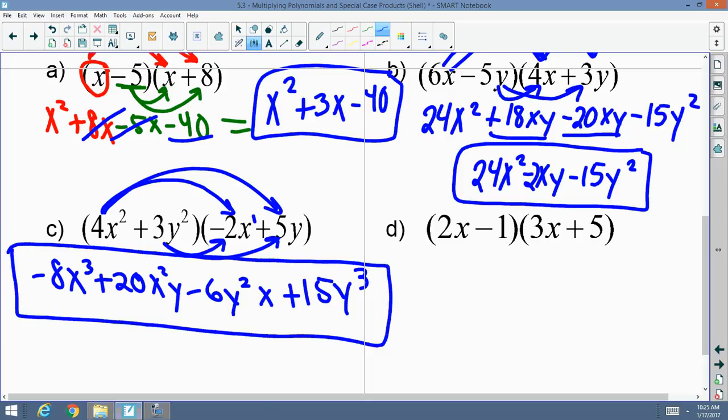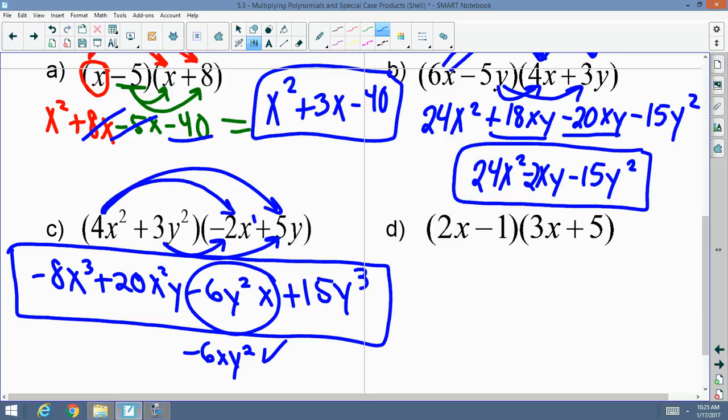Yes, sir. The question was, could I rewrite negative 6y squared x as negative 6xy squared? Yes, that works because of the commutative property of multiplication, which states I can change the order of multiplication, but it doesn't change the answer. Thank you, sir.